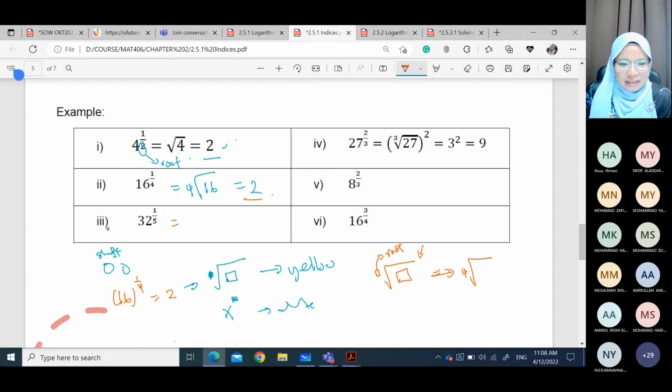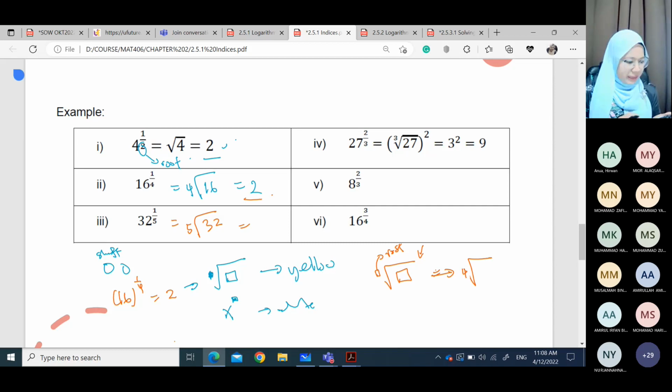So the third one, we have 32 to the power of 1/5. So it is also equivalent with 32 root of 5. So guna apa saja metod yang sesuai untuk dapatkan nilai dia, iaitu root 5. Inside here we press 32 equal, then we have 2. So the answer here is 2.